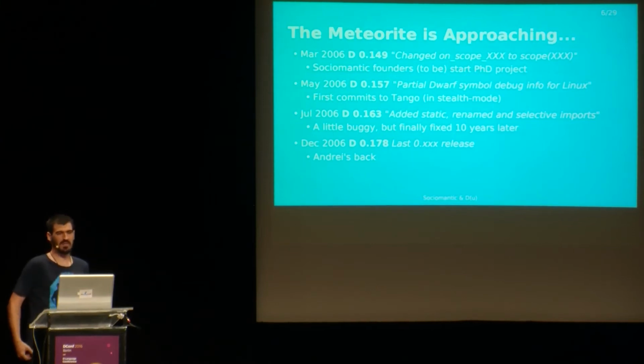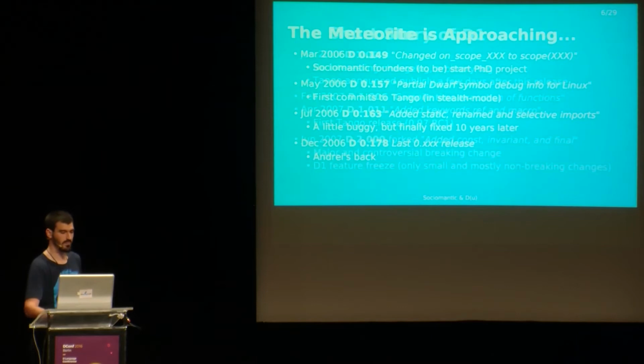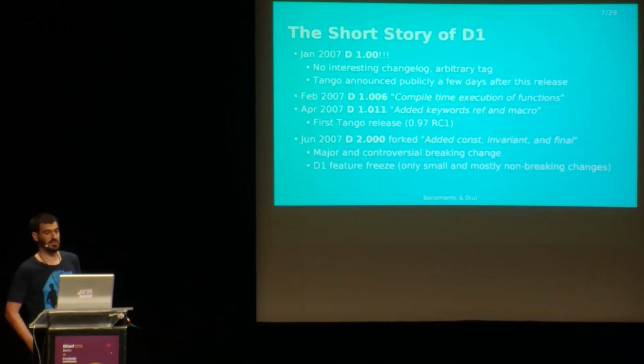So by December, we have Android's back. And this was the last 0.something release of DMD. So we have a very short story of D1. By January 2007, D1 was released. As they also said yesterday in the panel, there was nothing very interesting about it. It was just an arbitrary tag, just saying, OK, people are using the language. Let's call it 1.0.